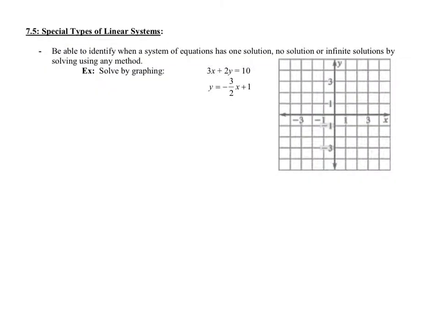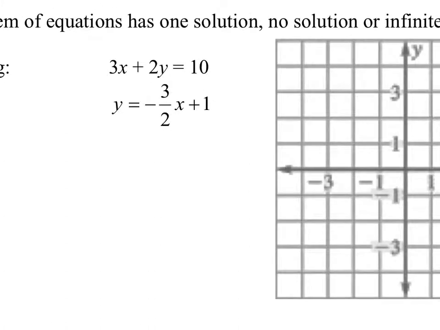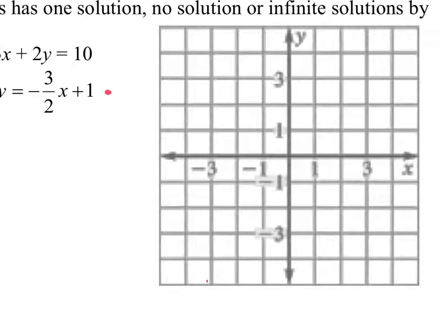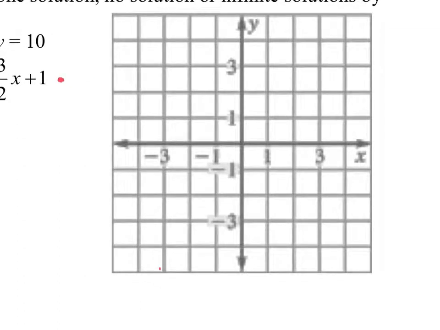So for this example, I'm still going to solve by graphing just because it tells me to, but the fact that it's a special type and the directions say that it has one, none, or infinite, I might expect something funky to happen. So I'm actually going to graph this bottom equation first in red because it's already in slope-intercept form. So it has a y-intercept of 1 and a slope of -3/2. And I'll do that in both directions.